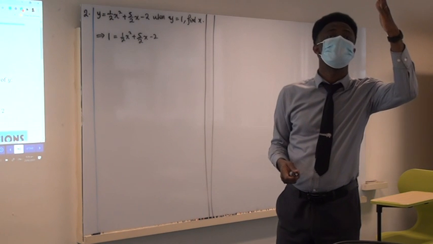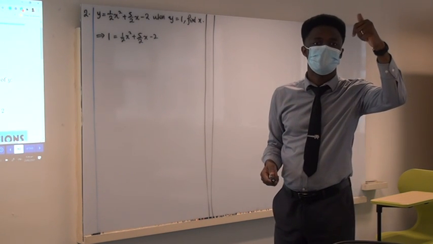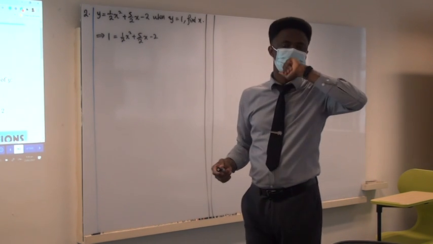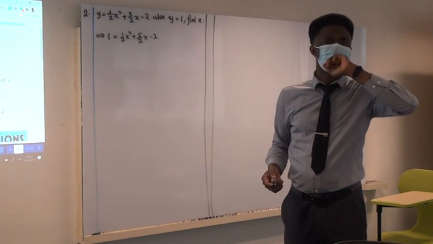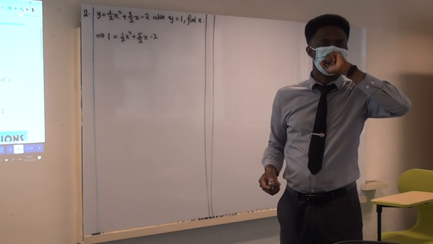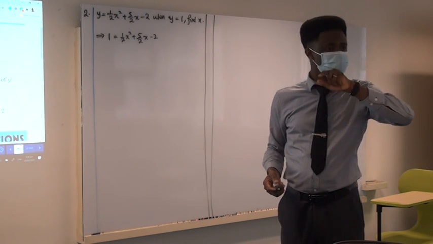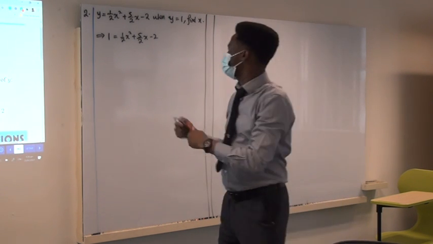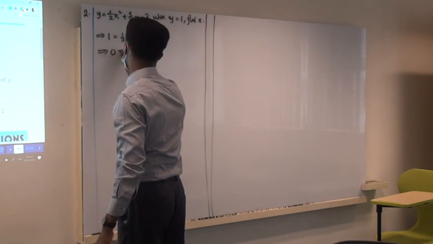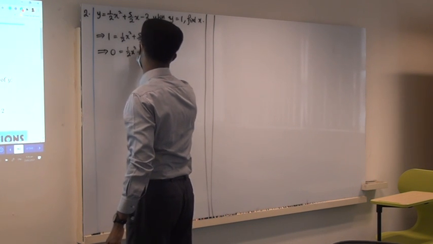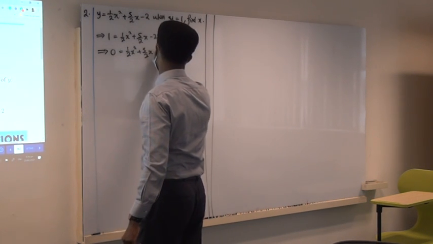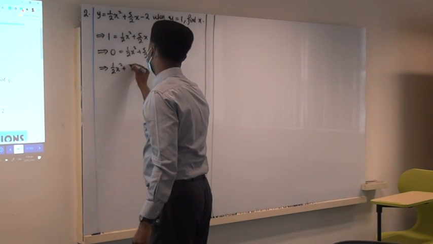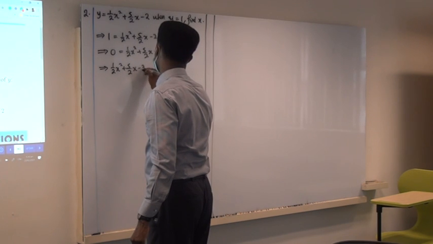Speak louder, please. Move the 1 to the other side, which equals minus 1. Okay, so why are you doing that? To let the 0 be on the other side. Why do you need 0 on the other side? She's making sense, but do you know why you are doing what you are doing? So what she's saying is, we have 0 equals half x squared plus 5 over 2x minus 2 minus 1. So that you have half x squared plus 5 over 2x minus 3 is equal to 0.